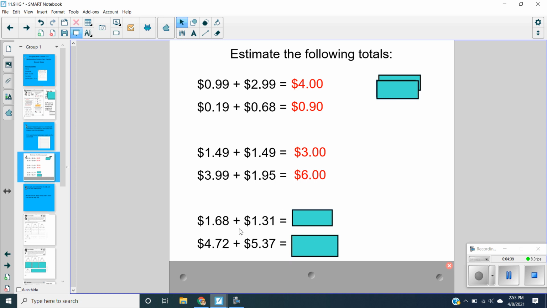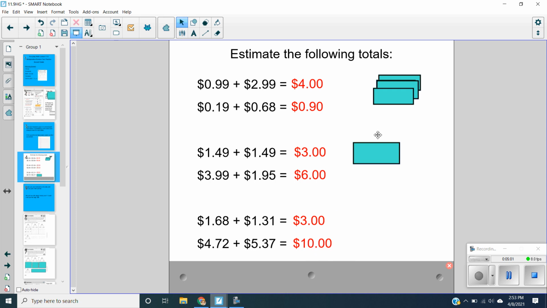Will you try estimating these next two? Press pause and then play when you're ready to check. So for this one, I thought $1.68 was pretty close to $1.70, and then I rounded this to $1.30 to get my total of $3. And for the last one, I rounded both sides, they're both pretty close to $5, to get a total of $10.